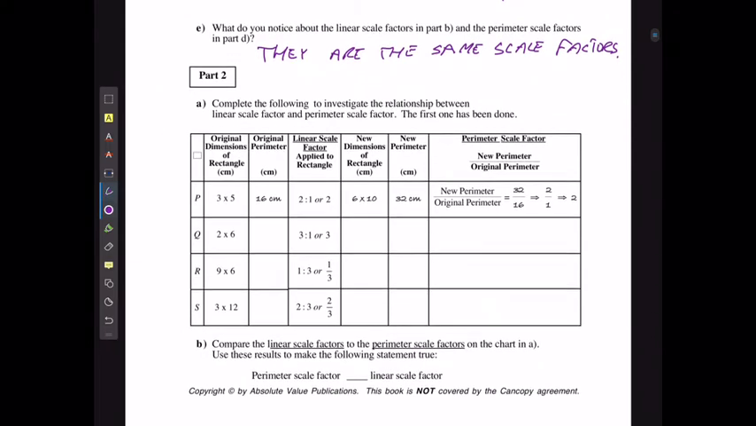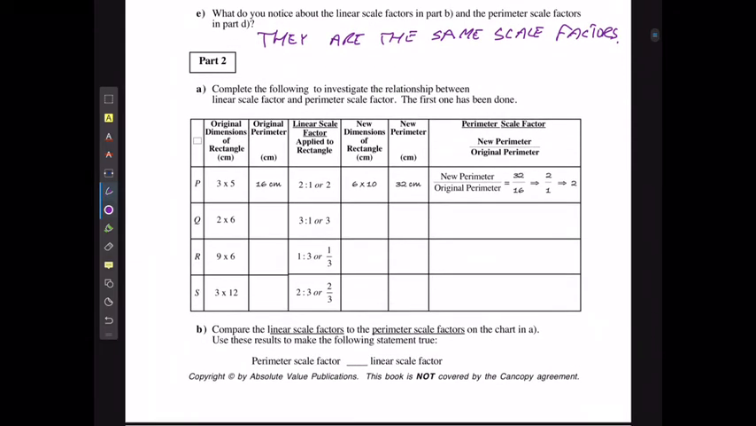All right. If I'm looking at the relationship between a linear scale factor and its perimeter, the first one has been done. So if the dimensions of a rectangle are 3 by 5, then the perimeter would be 2 times 3 plus 2 times 5, 2 lengths, 2 widths, which is going to give me 16.